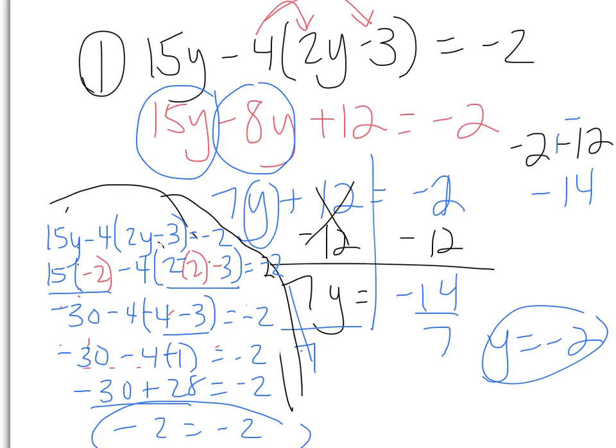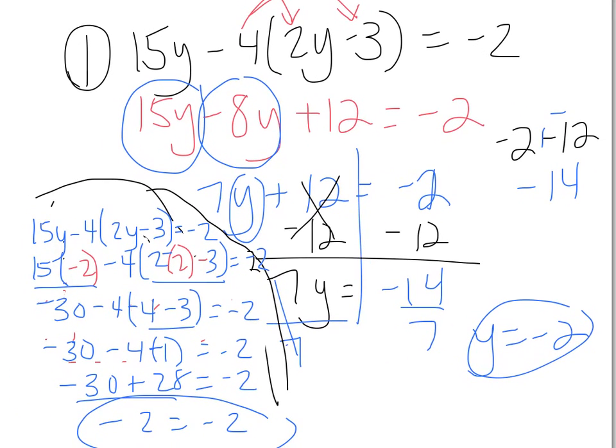All right, so I worked it out here. We have to distribute. Negative 4 times 2y is negative 8y. Negative 4 times negative 3 is positive 12. I then have to combine my like terms. 15y minus 8y is 7y. So we have 7y plus 12 equals negative 2. Now we need to subtract 12 from both sides, and I get 7y equals negative 14.